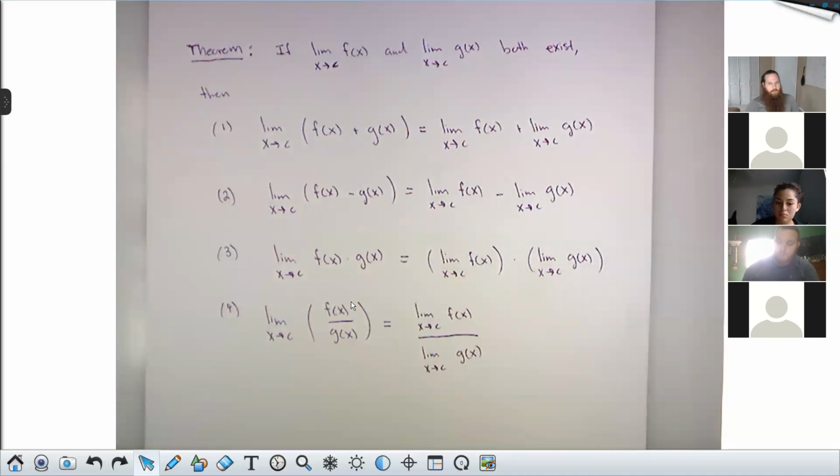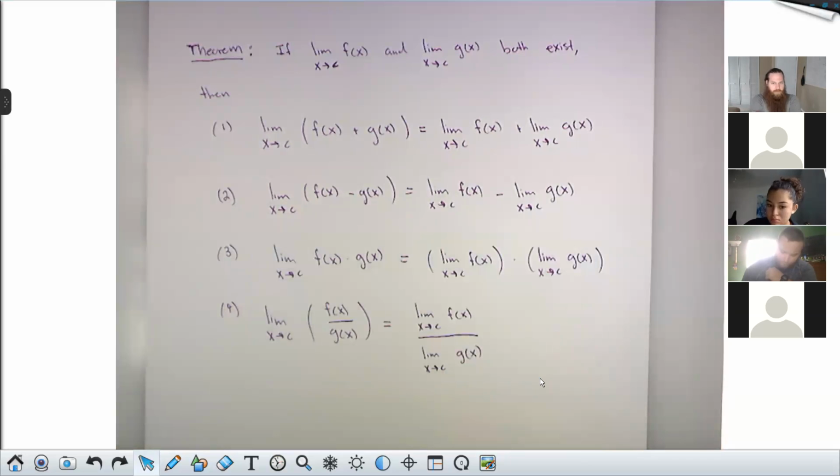Okay, so this basically just says that the limit operator plays nice with all of the algebra operations. The limit of the sum is the sum of the limits. Limit of the difference is the difference of the limits. Limit of the product is the product of the limits. And the limit of the ratio is the ratio of the limits.